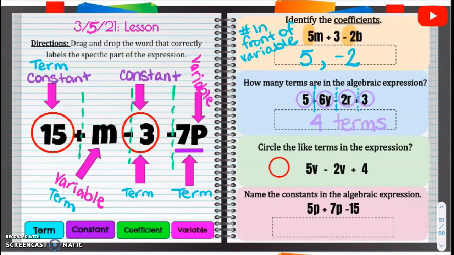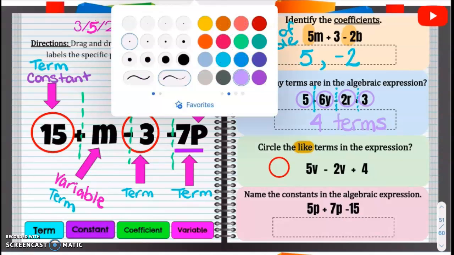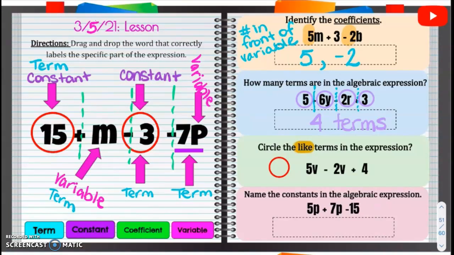All right, now we're going to circle the like terms in the expression. Like terms are going to mean that they have the same kind of letter with them, or it'll be the same thing with them. So, because 5v and 2v, negative 2v, those both have the v, we are going to circle those ones. So 5v and negative 2v, or that 2v. So those are going to be like terms because they both have that v. They both have that v. They are like. They are alike each other.